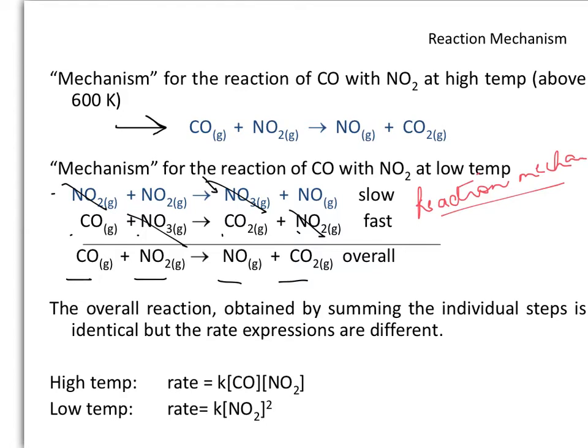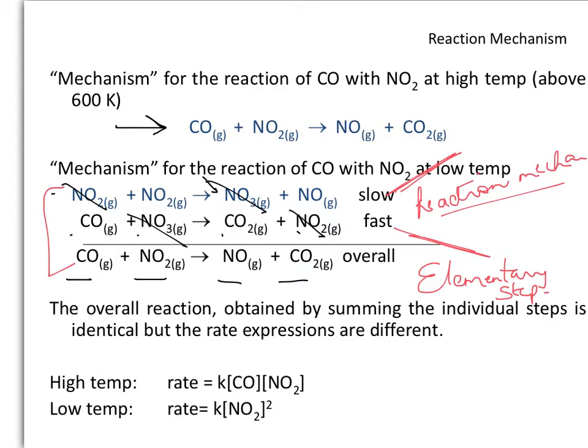Now, each of these steps that you write, irrespective of whether it's a slow step or a fast step, is given a name. It's called an elementary step. Okay, so one can say that many elementary steps together make up a reaction mechanism. So the mechanism is the whole deal, and each of these steps essentially is called an elementary step. Elementary steps themselves cannot be broken down into simpler steps. They occur as they are written.